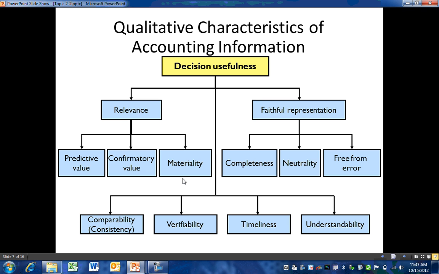Materiality means that the information has an effect on the user's decision. We'll be talking a lot about materiality. And again, the thing to remember about materiality is that it is a theoretical amount that would cause a user to change a decision.